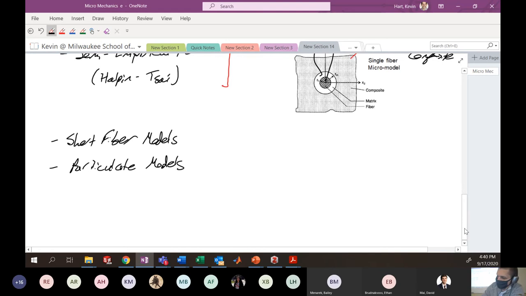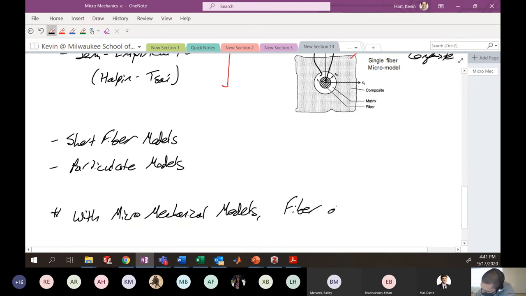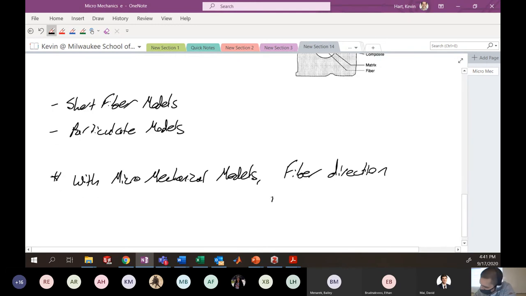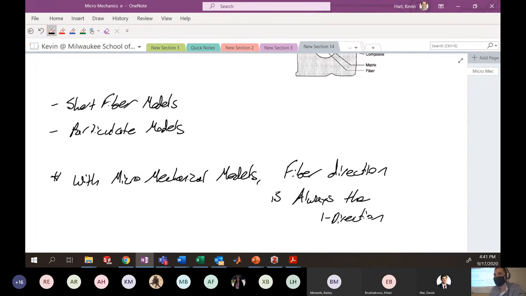Before we move on, with micromechanical models, the fiber direction, by nomenclature or by standard, is always the one direction. And by one direction, I mean a coordinate in a 1, 2, 3 coordinate system, not the boy band, okay? Don't get confused when I say one direction. I'm not talking about singing.